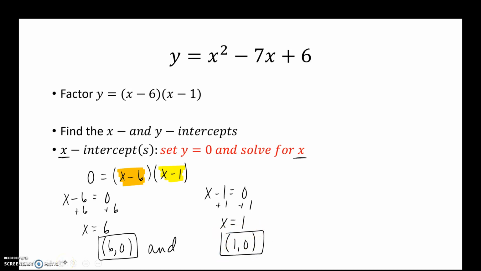It's very important that you can find these pieces because they're going to give us so much information about what the graph of our quadratics look like.